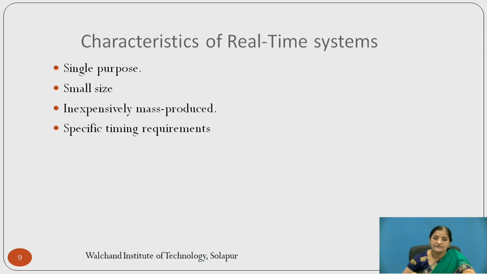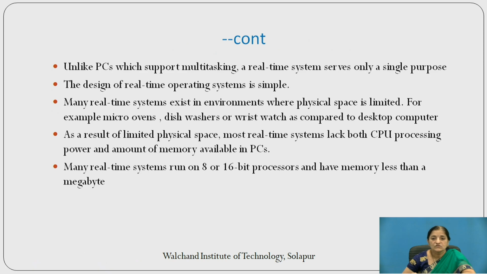Now, let's move to the characteristics of real-time systems. We have four characteristics. First is single purpose, second is small size, third is inexpensively mass produced, and fourth is specific timing requirements. Now let's move on to the first characteristic, that is single purpose. Unlike PCs, which support multitasking, a real-time system serves only a single purpose. That is why these systems are called dedicated systems, or their operating systems are called dedicated operating systems, which serve a single application. Hence, the design of real-time systems is very simple and it has less complexity.